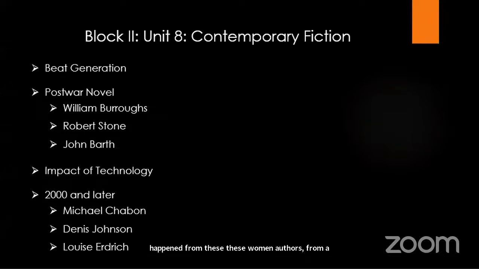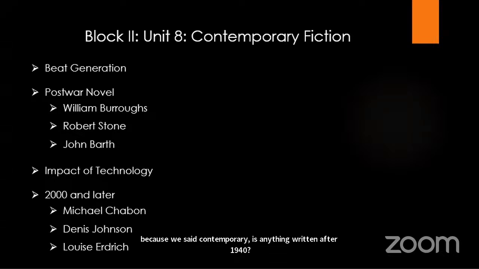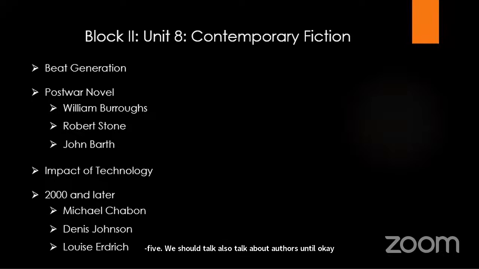Anyway, I'm sure your course book lists some other authors from this time period. So please take a look at that. And I'm not sure when the course book was written, but I'm sure they don't talk about post-2000 authors. Okay, because we said contemporary is anything written after 1945. We should also talk about authors until now. So writers like Louise Glück, I think we'll talk about her in our poetry section. We'll talk about Denis Johnson and these kind of people. We'll get to them when we get to poetry and drama and everything.